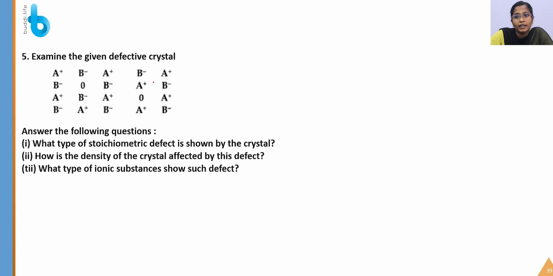So the fifth question is, examine the given defective crystal and answer the following questions. They have given a pattern of the arrangement of particles in the crystal structure, and we have to answer by observing this. So what can you observe? The first thing is, there is a loss of a cation here, and again there is a loss of an anion here. So from this we can understand that the number of missing cations and anions are equal. What is the first question? What type of stoichiometric defect is shown by the crystal? The answer is Schottky defect, because only in that case the number of missing cations and anions are equal in number. So the answer is Schottky defect.